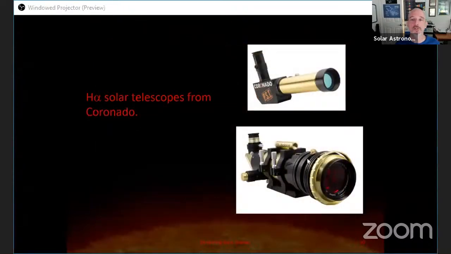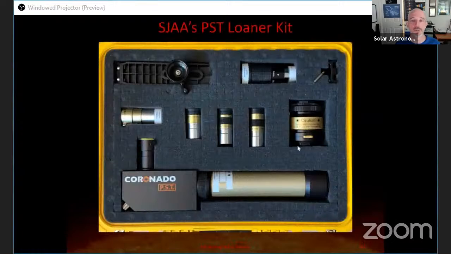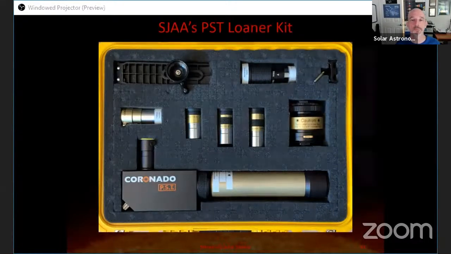And here are a couple telescopes of the same general kind from a different company called Coronado. At the top is what's called a personal solar telescope. This is very portable. The bottom is a little bigger one, but they're the same kind of thing as the one that I showed on the prior slide, just from a different manufacturer. And very soon SJA will have one of these PSTs, like this thing at the top, also in the loaner program. And here's the kit that I've just prepared, and soon it'll be available. So if you like this stuff, you can actually check these out from the loaner program and do your own backyard solar astronomy if you like.